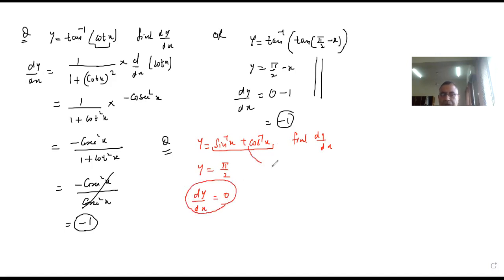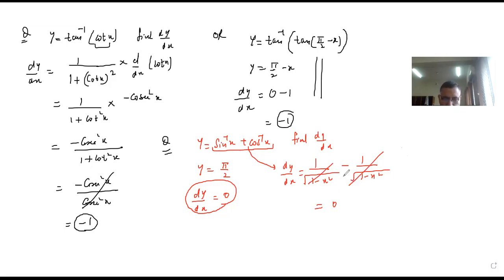The second option is you can differentiate and apply the formula. dy/dx is the derivative of sin inverse x, 1 over root of 1 minus x squared, minus the derivative of cos inverse x, 1 over root of 1 minus x squared. I have put a negative, so the answer is 0. So both the methods are correct.